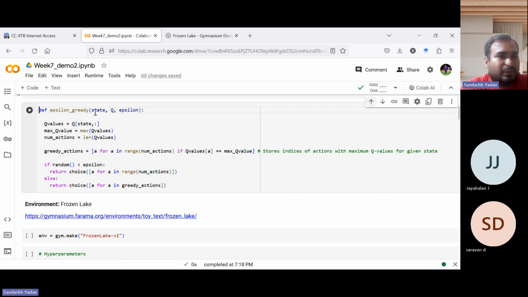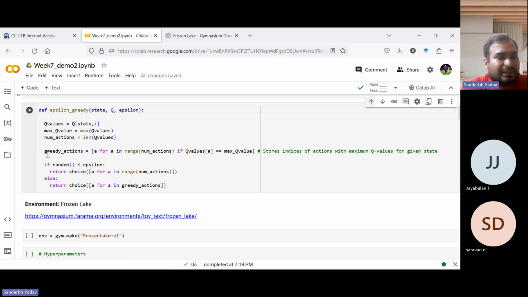Basically what we are doing is, from this Q value table, first we are extracting the Q values corresponding to that state. For each action, there will be one value. And we are taking the max over those values, and the number of actions will be the length of these Q values.